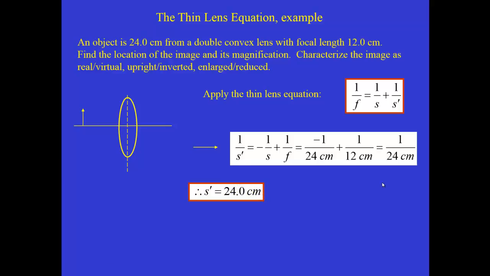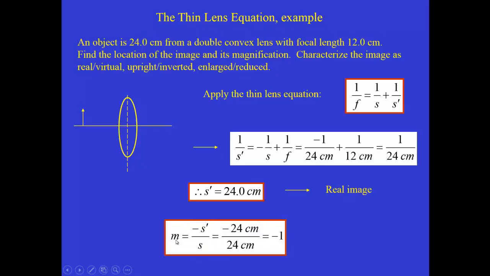And now we can find the magnification. But first of all, we know that that's a real image, because if S prime is positive, it's a real image. What that means is the image is on the right-hand side of the lens. The light coming from the object passes through the lens and gets bent, and those light rays will intersect over on the right-hand side. So that's a real image.